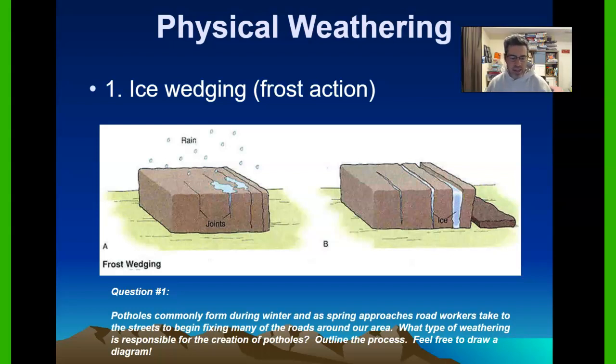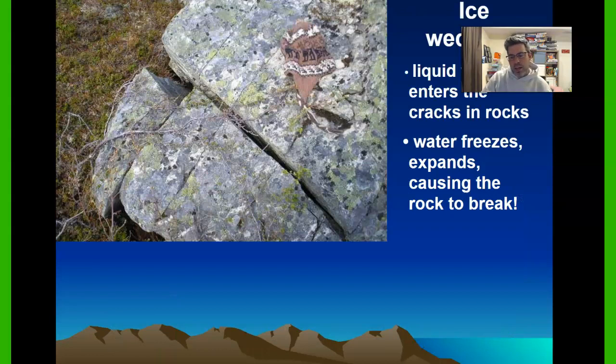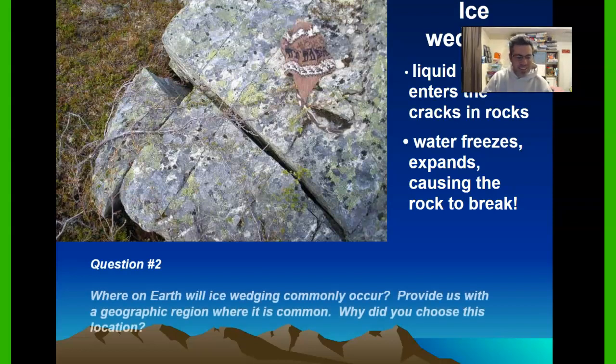The first question today is, number 1, potholes commonly form during winter, and as spring approaches, road workers take to the streets to begin fixing many of the roads around our area. What type of weathering is responsible for creating those potholes? Outline the process. Feel free to draw a diagram. It's question 1. Another type of physical weathering that we might see, guys, is going to be biological activity. This is kind of showing you ice wedging again. Oh man, and we're going with question 2 right away. Here we go. All right, where on Earth will ice wedging commonly occur?